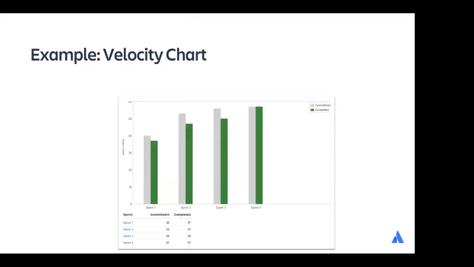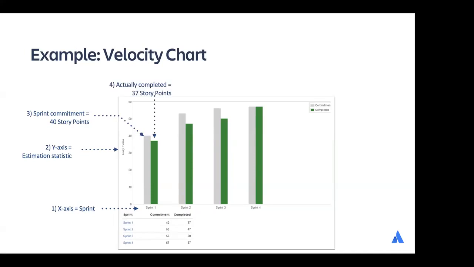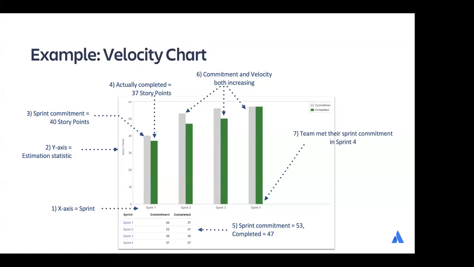So here's a great velocity chart. The x-axis is the sprint, the y-axis is the estimation statistic, and each of the bars is each of your sprint commitments. The gray one is what the team committed, in this case 40 story points, and what they actually completed, which is 37 story points for sprint 1, and so on. And then you can see that both commitment and velocity are increasing, and in that final sprint 4, the team met their commitment.